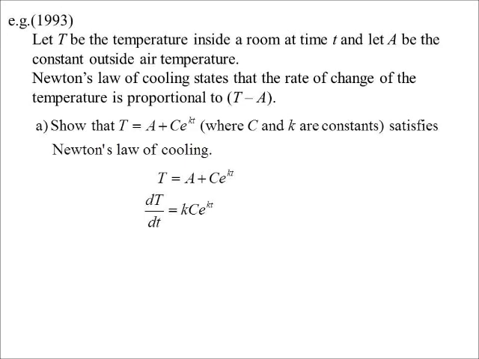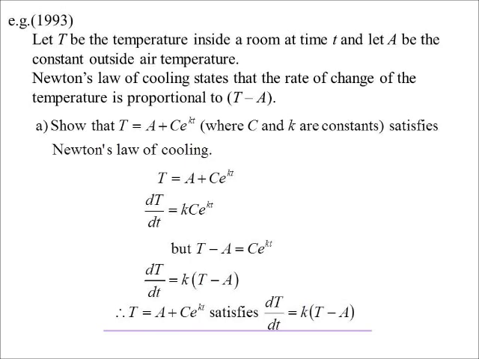But we know that T minus A is CE to the KT. That's just a rearrangement of the formula we started with. Move the A to the other side. So if I substitute that in for CE to the KT, I get K times (T minus A). So in other words, it's proportional to T minus A, and that's what we wanted to prove. So this formula does satisfy. What you'll find is they'll actually ask you a question like this to show that it satisfies. If they don't ask you, then it's okay to assume it, and we'll just assume that it does.